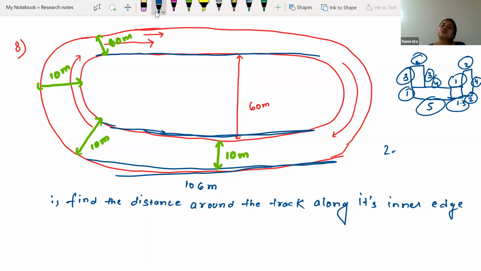Not sure. This is a very lower-level concept where the students don't even know what a perimeter is. Students don't even know what a square is. They know the shapes, like a square, rectangle, triangle, but they don't know the formula for the perimeter of the square or the rectangle, or the formula for the area of the rectangle and square. This much knowledge they don't have.